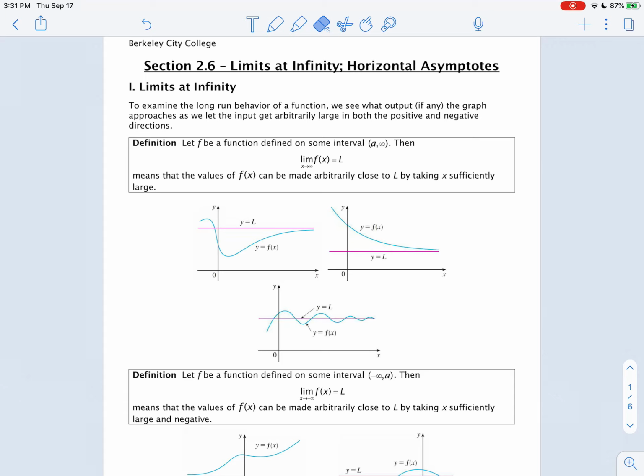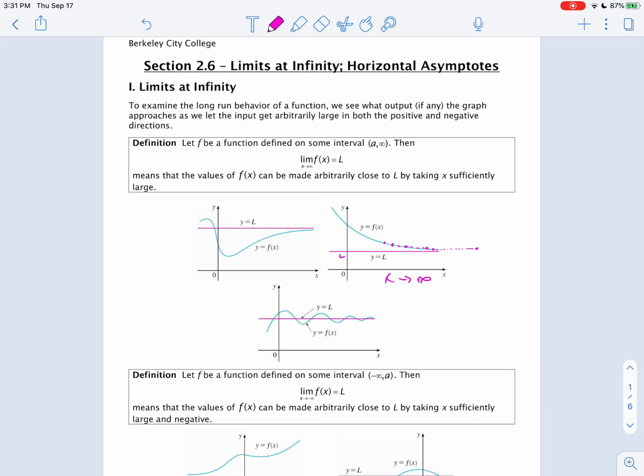By definition, the limit as x approaches infinity of f of x equal to L, being a defined finite number, means that the values of f of x can be made arbitrarily close to L by taking x sufficiently large. So as x gets larger and larger, the f of x outputs become really, really close. As you can see in some of these example graphs, the function outputs as x approaches infinity become very close to the line y equal to L, and so our output would be L.